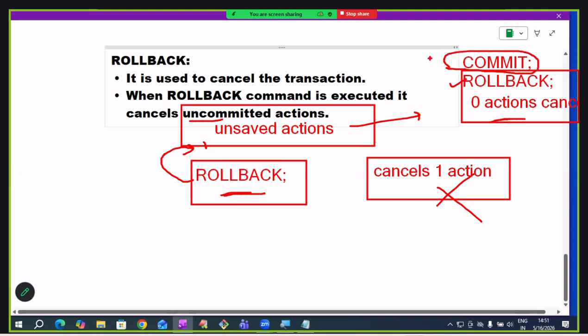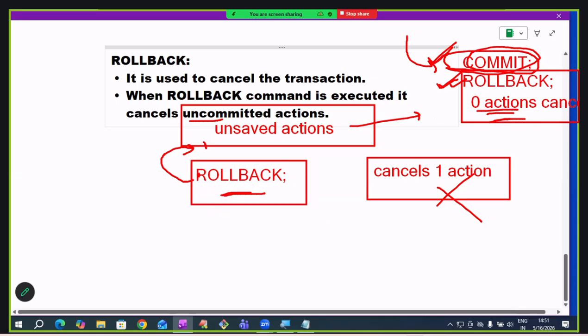So here, till here the data is committed. After commit, if I use rollback, how many actions are cancelled? Zero. Nothing is cancelled. That is why after commit, we never use rollback. If the transaction is successful, use commit. If the transaction is unsuccessful, use rollback. Both simultaneously we never use.